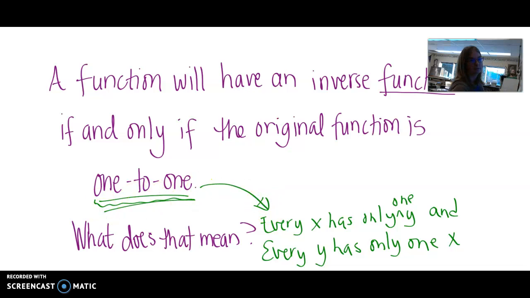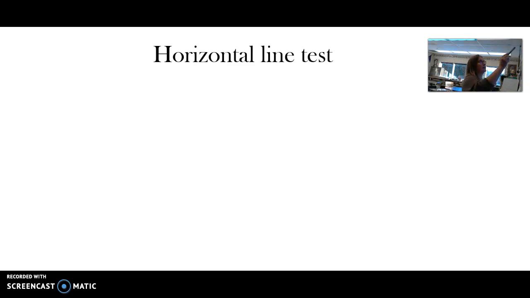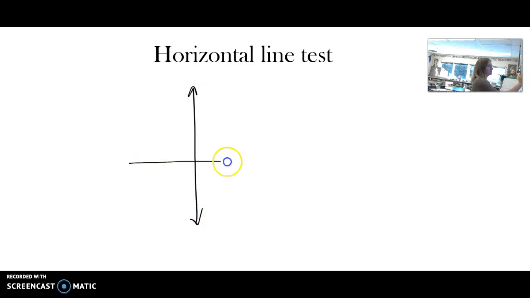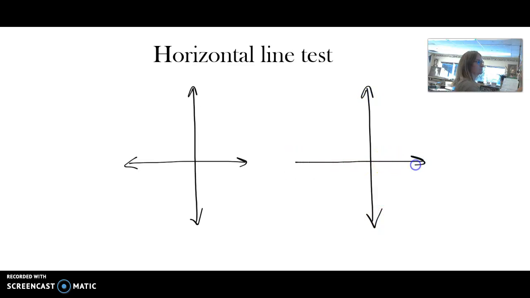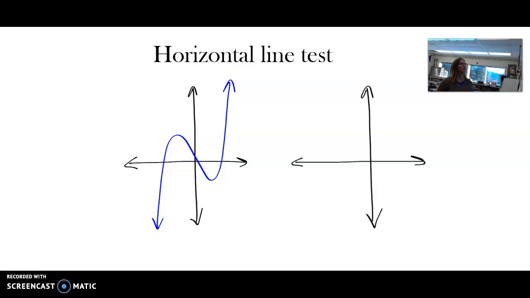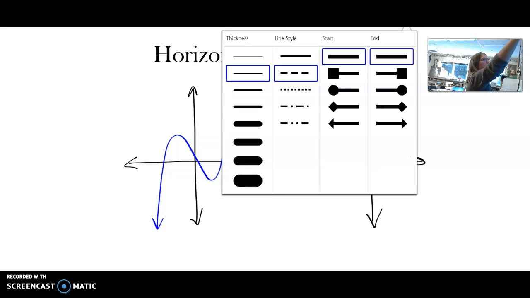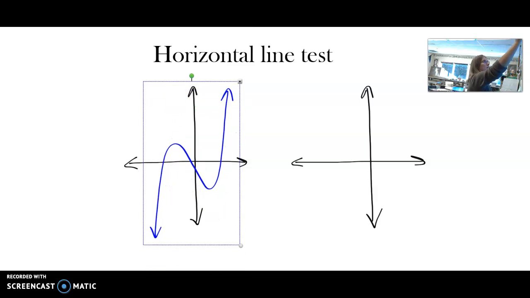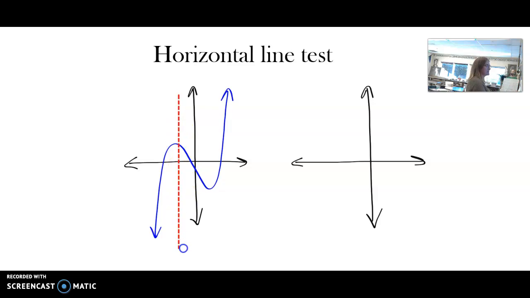So, the horizontal line test. Let's say you have a function. I'll draw a couple of them here. Here is a cubic, looks like maybe a cubic polynomial. It's a function because it passes the vertical line test. So any vertical line that I draw passes the graph at most once. That's what makes it a function, but it's not going to pass the horizontal line test.